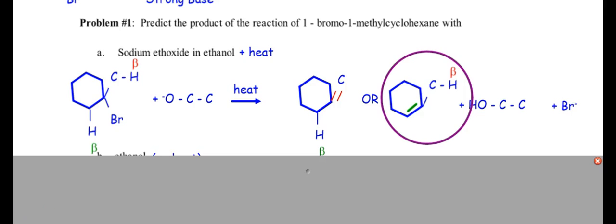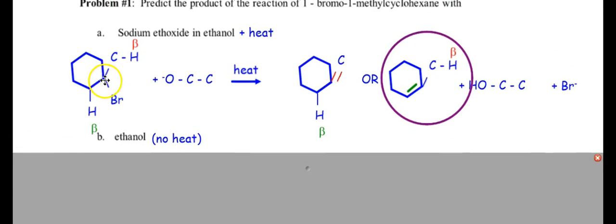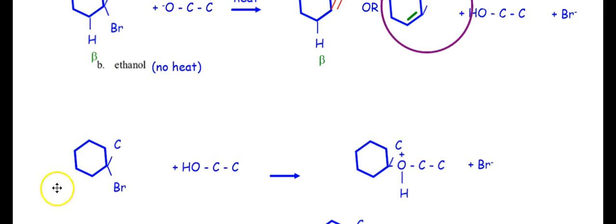Try the next one. I just want ethanol, which is also no heat. Oh, it's going to be a substitution. So if it's a substitution, folks, what kind of a substrate is this? Here's this carbon. How many carbons are hanging off of this carbon? 1, 2, 3. It's a tertiary. I have a tertiary and a weak nucleophile. What's it going to be, everyone? It's going to be an SN1.